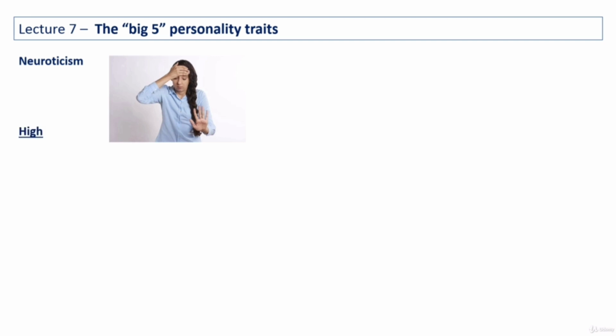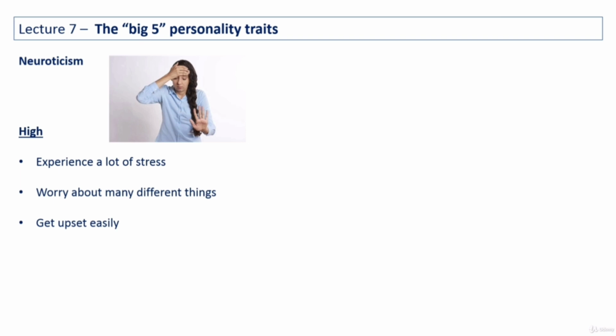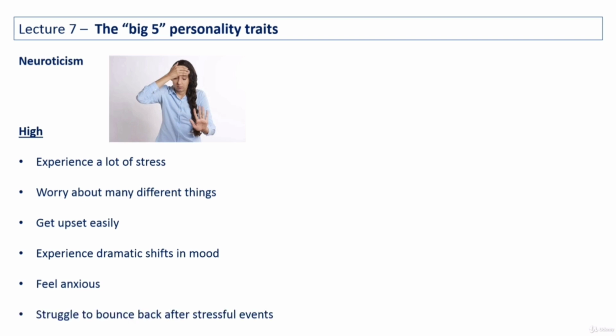And so somebody that's high in the personality trait neuroticism will be somebody that tends to experience a lot of stress. They'd worry about many different things. They'd get upset easily. They'd experience dramatic shifts in mood. They'd feel anxious. And they'd struggle to bounce back after stressful events.